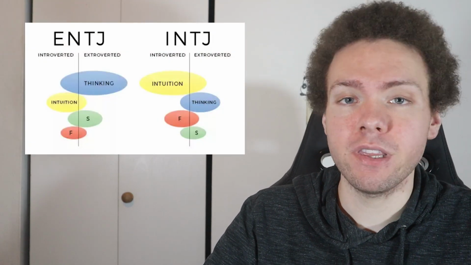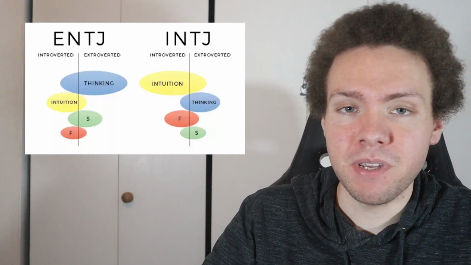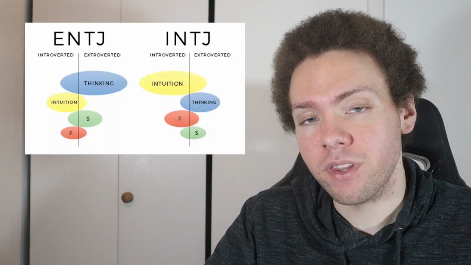So, as you might know, both the INTJ and the ENTJ share all of the same cognitive functions: introverted intuition, extroverted thinking, introverted feeling, and extroverted sensing. The main difference being that the INTJ leads with introverted intuition and has secondary extroverted thinking, while it's the opposite for the ENTJ, who has lead extroverted thinking and secondary introverted intuition.